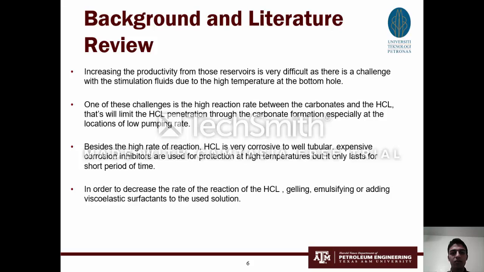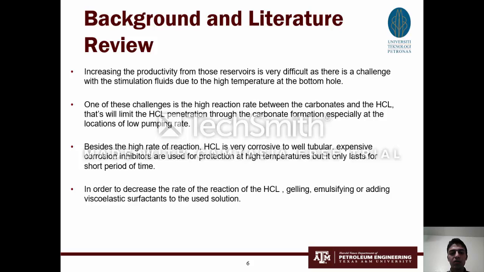Increasing the productivity from those reservoirs is very difficult, as there are challenges with the stimulation fluids due to the high temperature at the bottom hole. One of these challenges is the high reaction rate between the carbonates and the HCl. That will limit the HCl penetration through the carbonate formation, especially at locations of low pumping rate. Besides the high rate of reaction, HCl is very corrosive to well tubulars. Expensive corrosion inhibitors are used for protection at high temperature, but they only last for a short period of time.